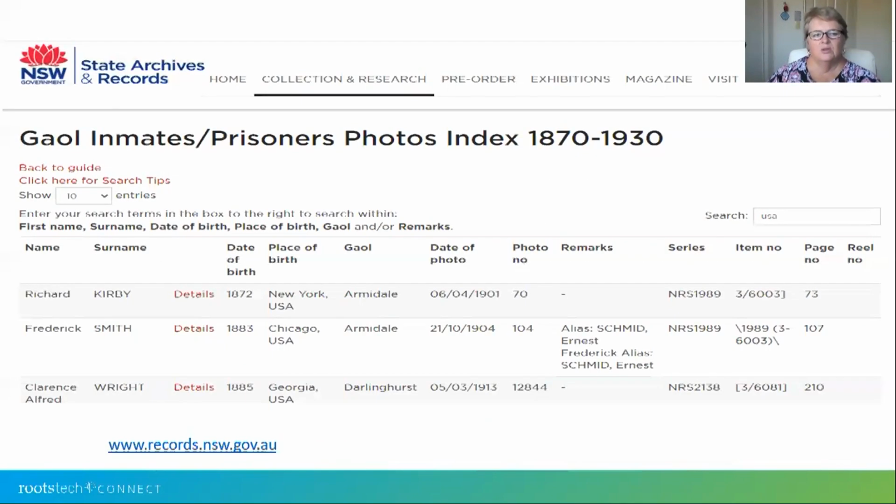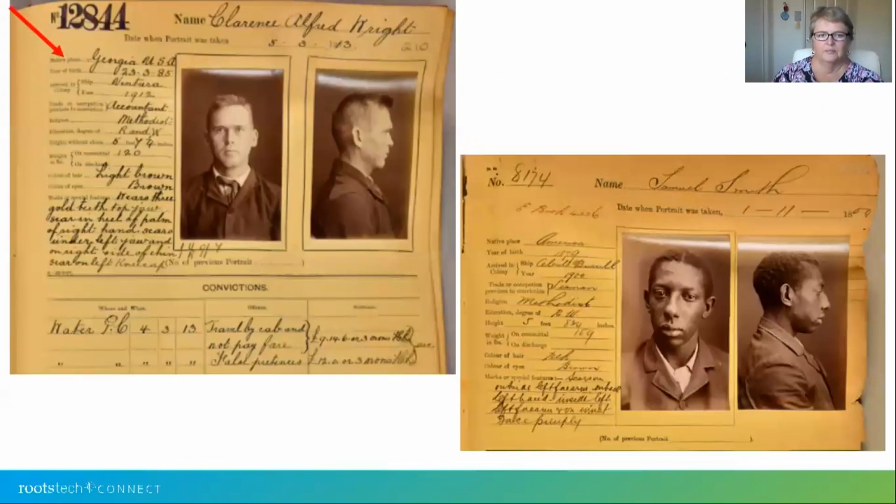The example I'm giving you today is jail inmates or prisoner photos 1870 to 1930. This also has place of birth indexed, and so I used the search term USA this time, and it brought up a number of people. There are three in this example, and we're going to follow through on Clarence Alfred Wright at the bottom, who was born in Georgia in 1885. There's his photo on the left.